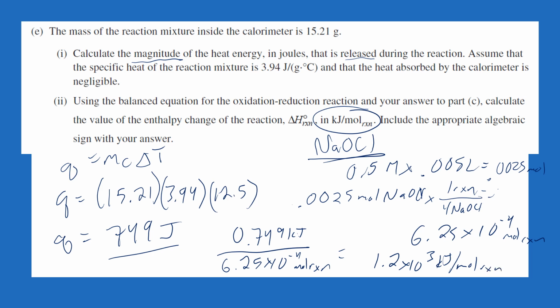But what you do need to do is look back to part I, because part I told you that it was released. And for part II, it doesn't say magnitude. So we do need to pay attention to this sign. So the value of the enthalpy change here needs to be negative because it's an exothermic reaction. It's releasing energy. So you need to have that negative sign as well. This was an involved question. And again, if you didn't want to put it in scientific notation, that was okay. Negative 1200 kilojoules per mole reaction.